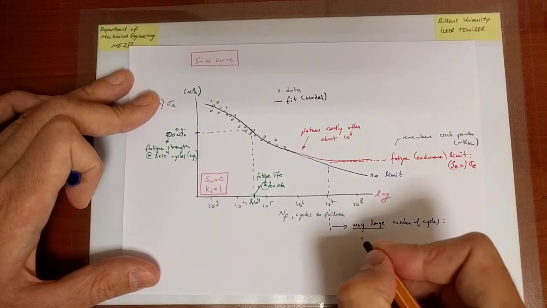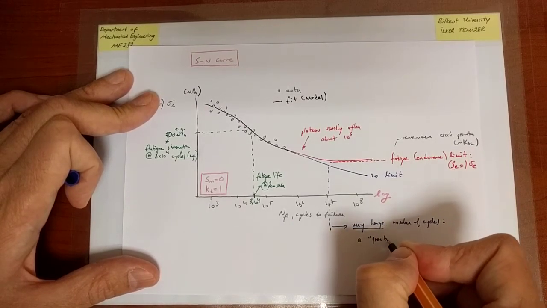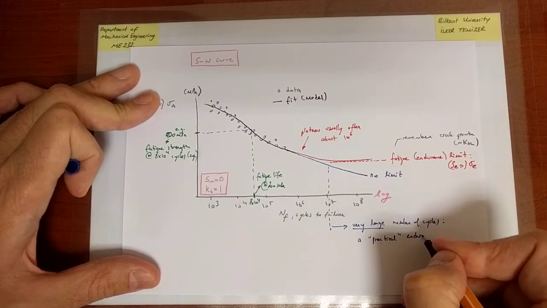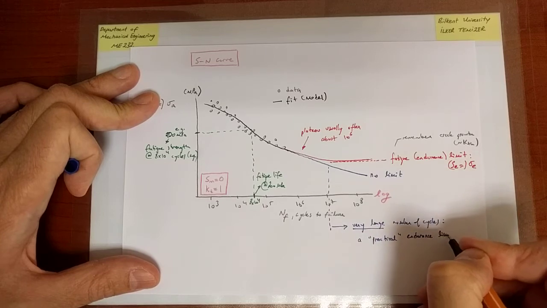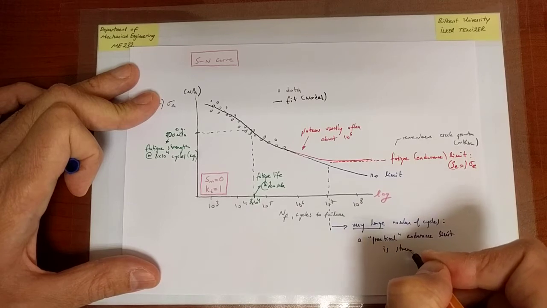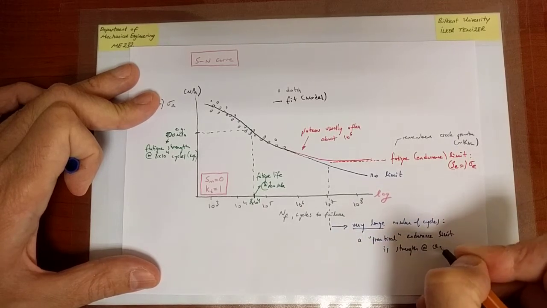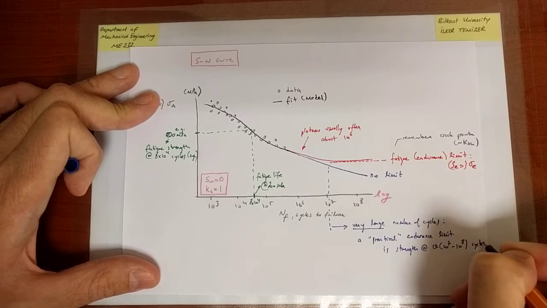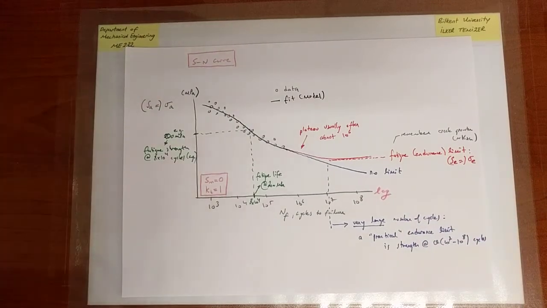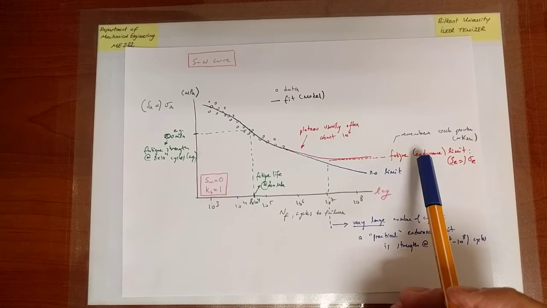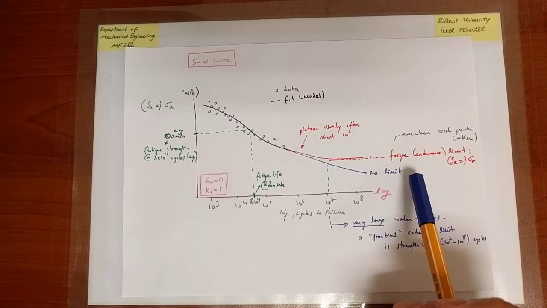So sometimes a practical endurance limit is the fatigue strength at somewhere around 10 to the 7 to 10 to the 8 cycles. Okay, maybe a little bit more. So that would be a practical endurance limit. But in some cases, as we said, one does actually observe a physical fatigue limit.